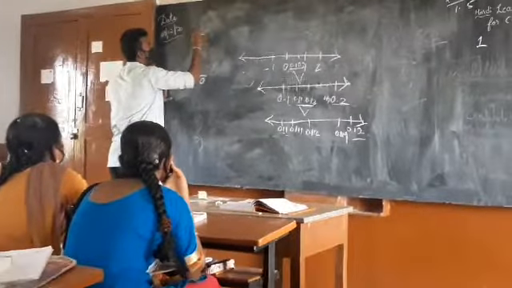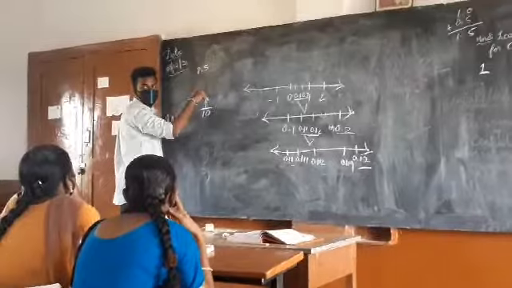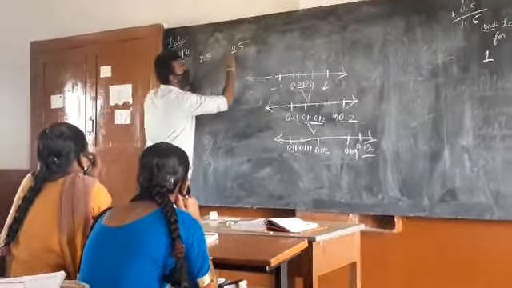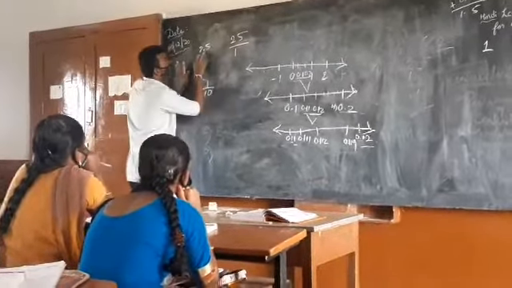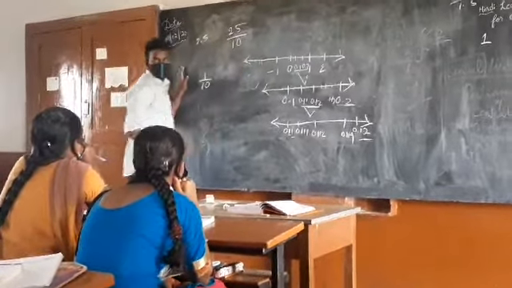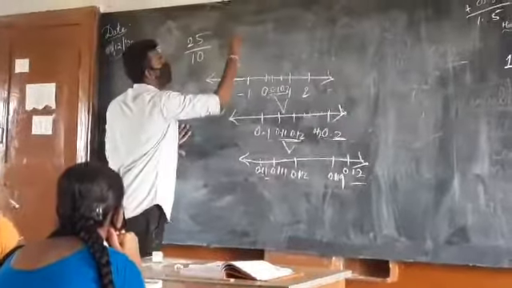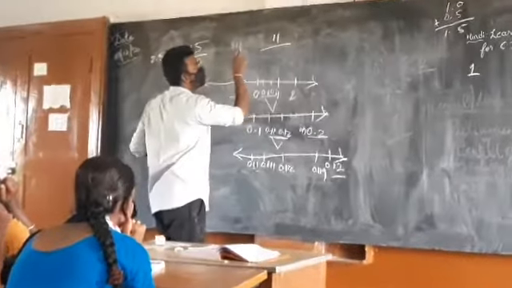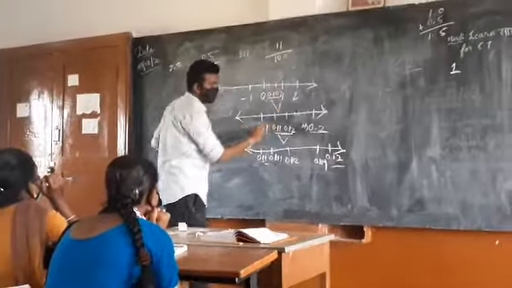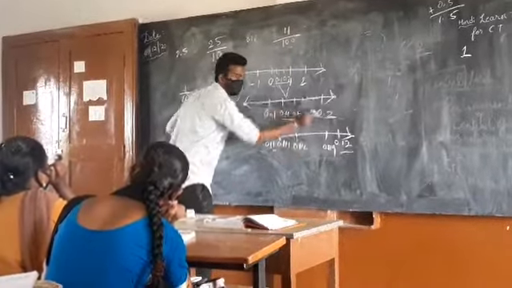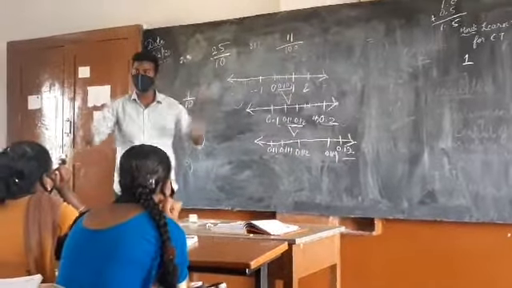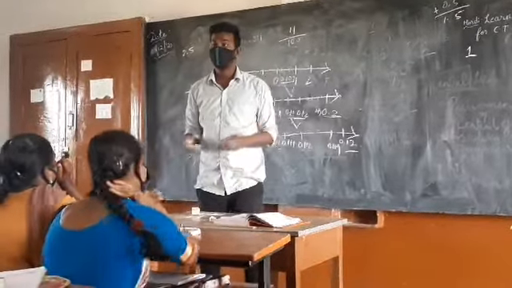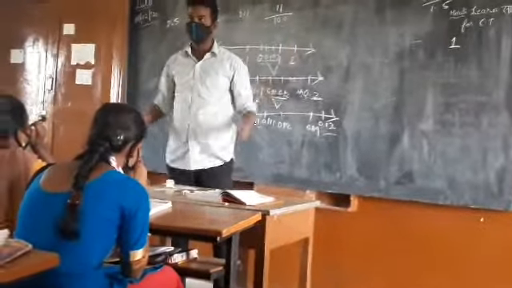Suppose it is 2.5. You want to convert that into a fraction. Neglect the point and write the number of 0s according to the decimal places. Likewise, 0.11, neglect the point, 11 by 100. So all these are rational numbers, and again in between these rational numbers, we are able to find many more rational numbers. We can conclude that between any two rational numbers, we can find infinitely many rational numbers.